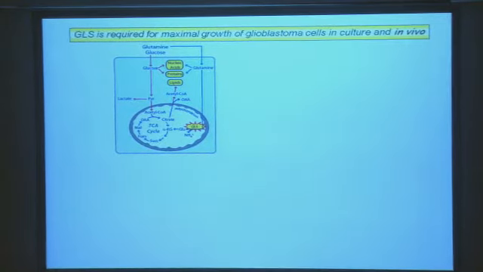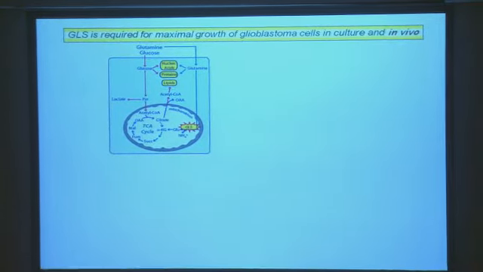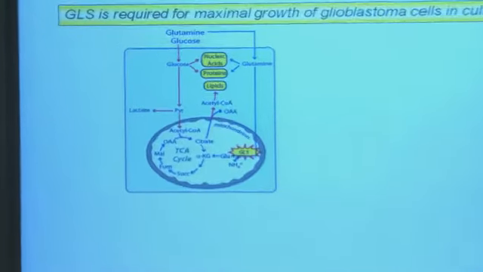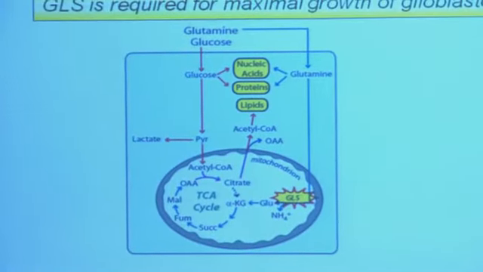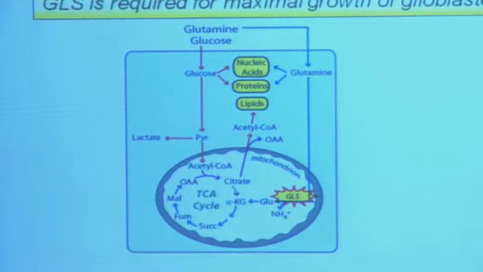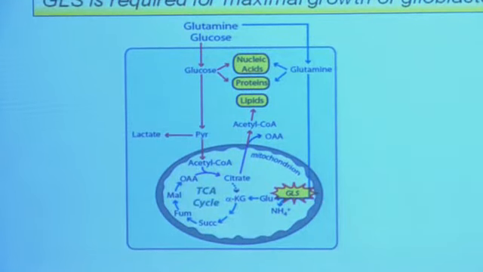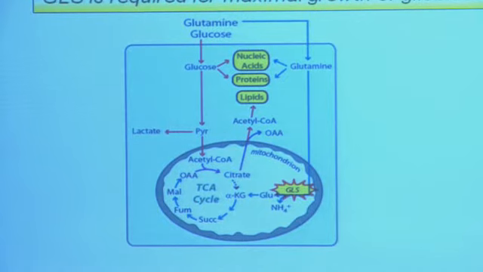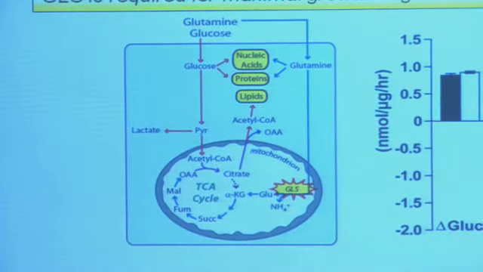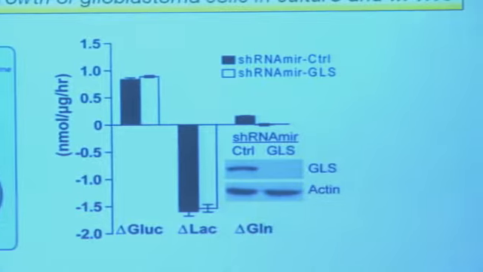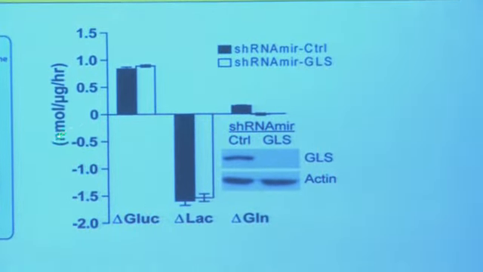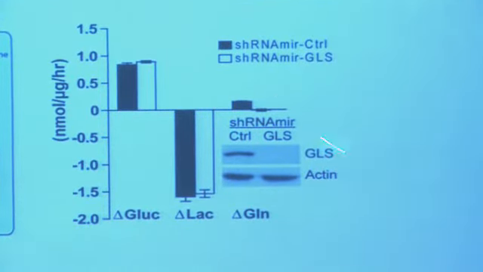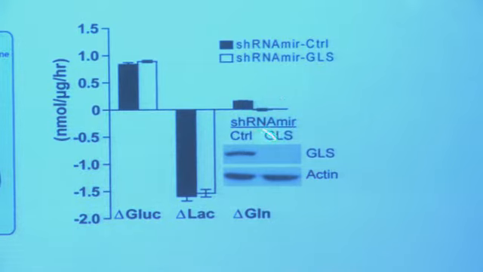Glutaminase is the major enzyme that converts glutamine to glutamate. It has been shown to be upregulated in many kinds of cancer. However, the mechanism remains poorly understood. So we asked a simple question: what will happen if we knock down glutaminase in tumor cells? In our favorite model, glioblastoma cells, upon glutaminase suppression, we found there's no change in glucose consumption or lactate production, but glutamine usage is significantly lower.